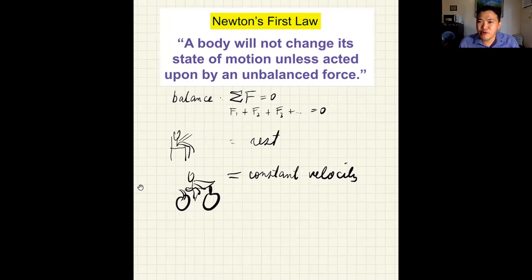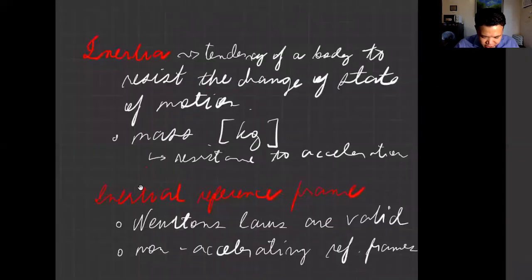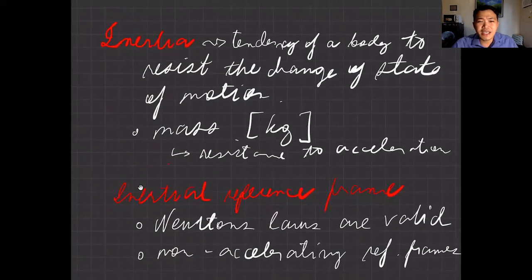So now let's talk about a concept. Every one of us has mass. Mass is actually a measure of inertia. Now, what is inertia? Here I have the definition of inertia. Inertia is the tendency of a body to resist the change of state of motion.